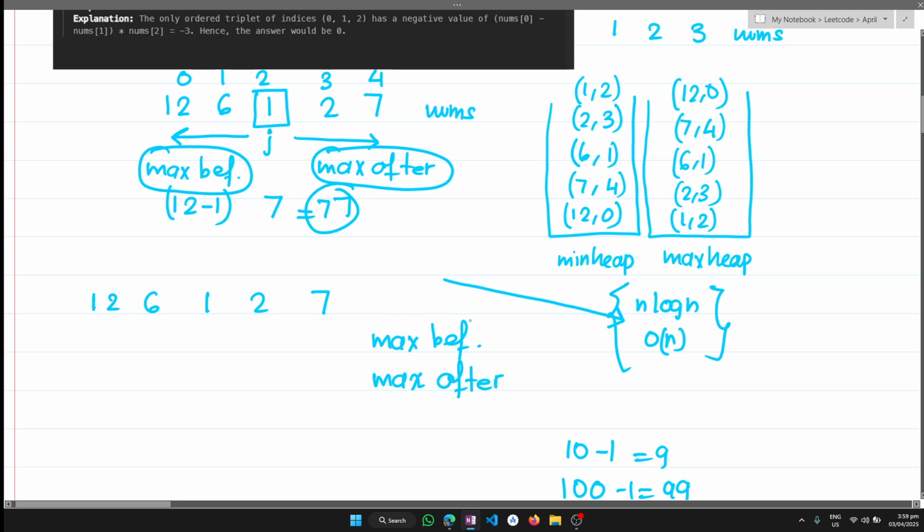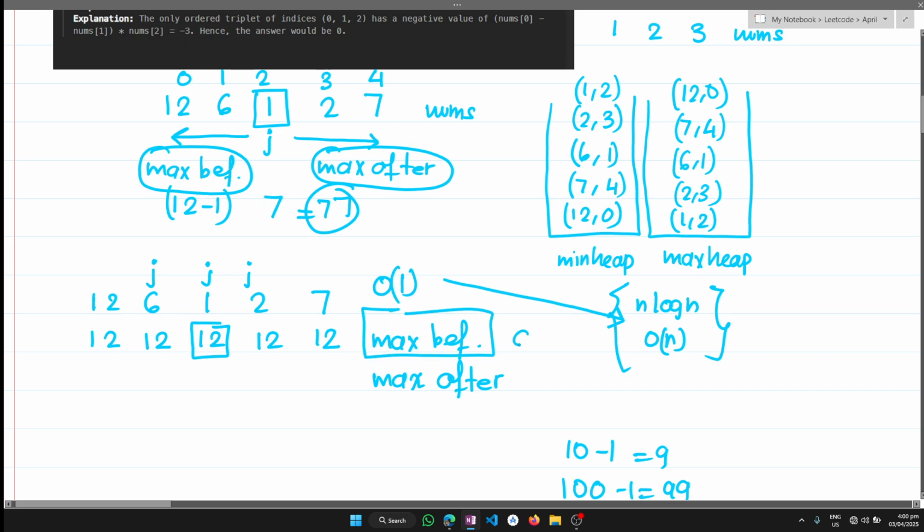So the maximum before number, if I'm standing at 1, I want to know what is the maximum number before 1. So I take 12 over here. If 12 greater than 6, no, 12, 12, 12. So no matter where I'm standing, even if I'm standing over here, I know that the greatest number before this index is 12. And I know this for each and every number. I know this for 6, I know this for 1, I know this for 2 in just O of 1 time. Isn't it? Why? Because I took this O of n extra space.